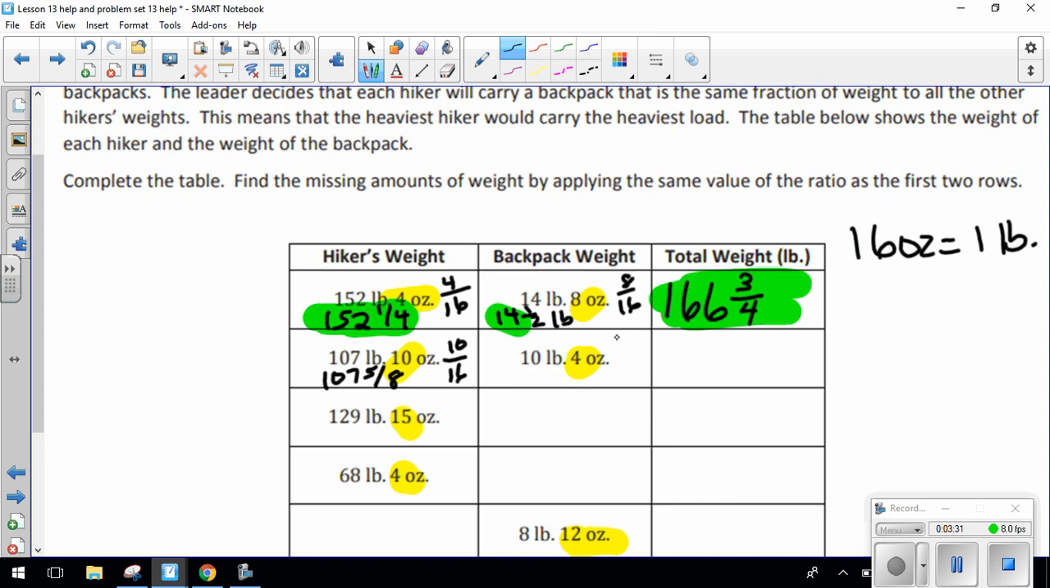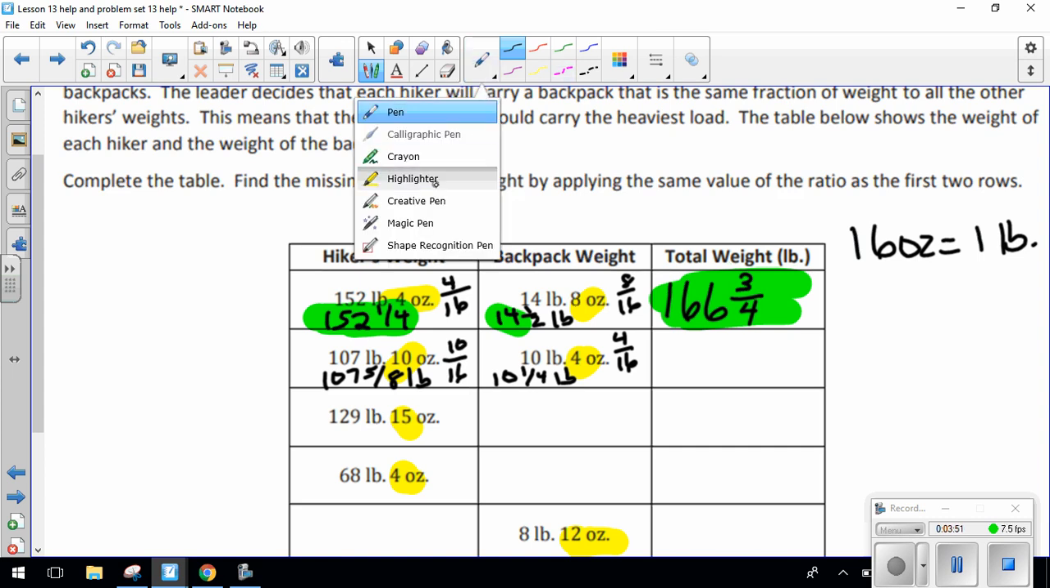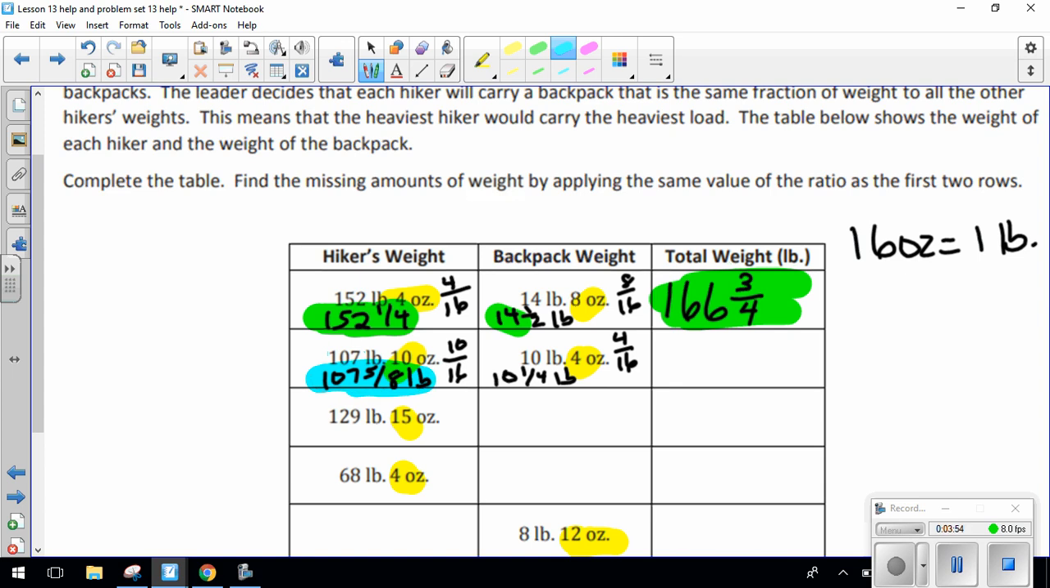And here we have 10 pounds, 4 ounces. It's 4 ounces out of 16 ounces, so I get 10 1/4 pounds. Okay, so all of these solutions are written as pounds. And if I take, again, like I did before, 107 5/8 plus 10 1/4, please add that up in your calculator to get a grand total of 117 7/8.